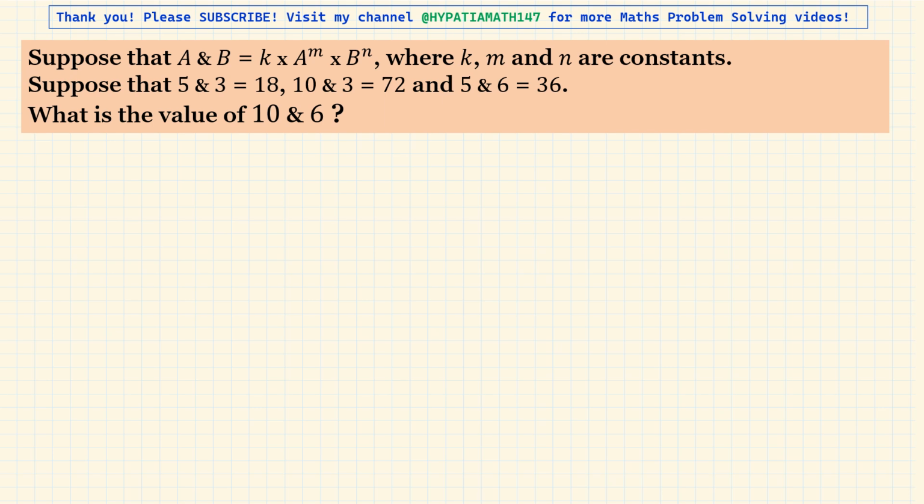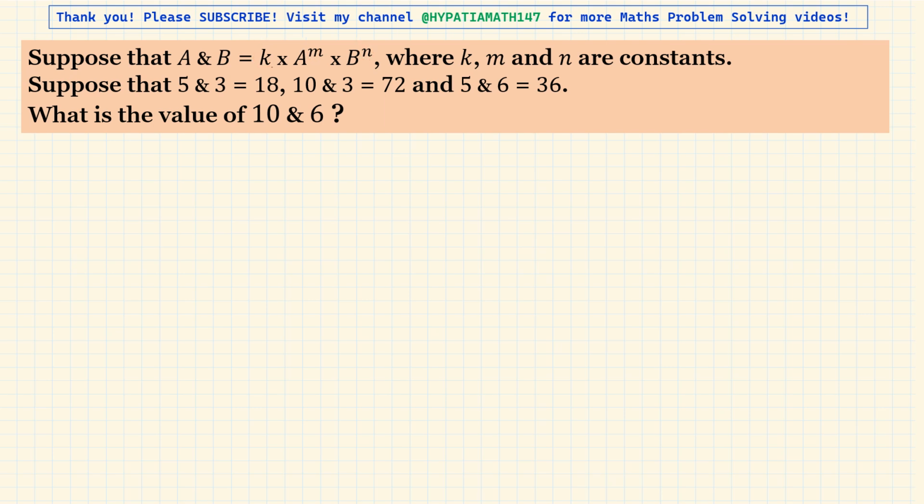Suppose that a ampersand b equals k multiplied by a to the power m multiplied by b to the power n, where k, m, n are constants, and suppose that 5 ampersand 3 is 18 and 10 ampersand 3 is 72 and 5 ampersand 6 is 36. We need to find the value of 10 ampersand 6. So these three constants, we need to find what their values are, k, m, and n.